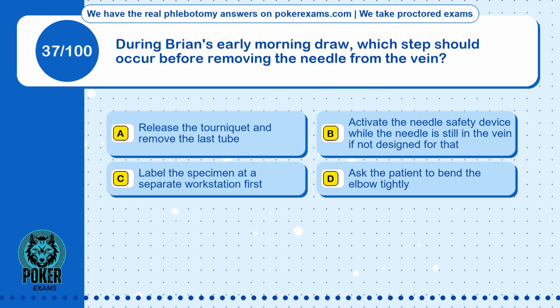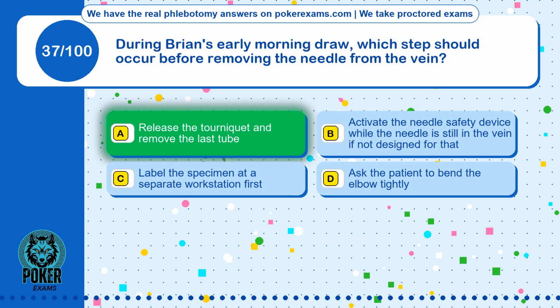Question 37. During Brian's early morning draw, which step should occur before removing the needle from the vein? Option A. Release the tourniquet and remove the last tube. Option B. Activate the needle safety device while the needle is still in the vein if not designed for that. Option C. Label the specimen at a separate workstation first. Option D. Ask the patient to bend the elbow tightly.